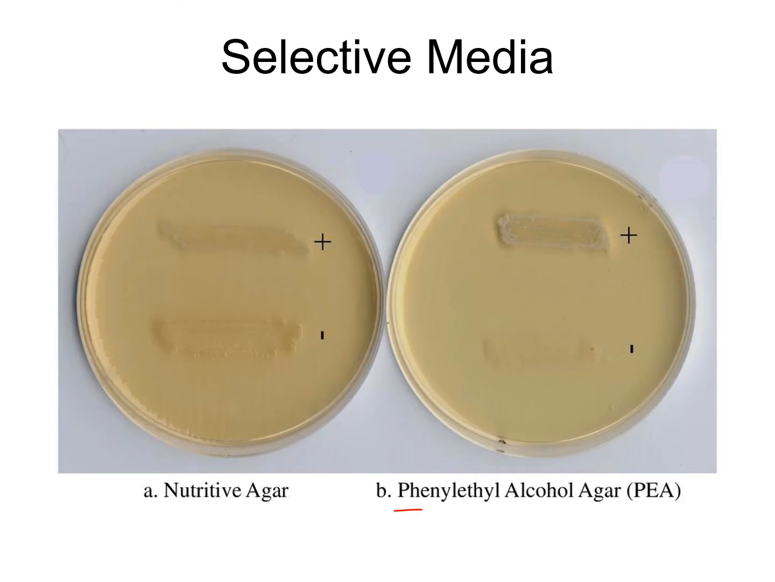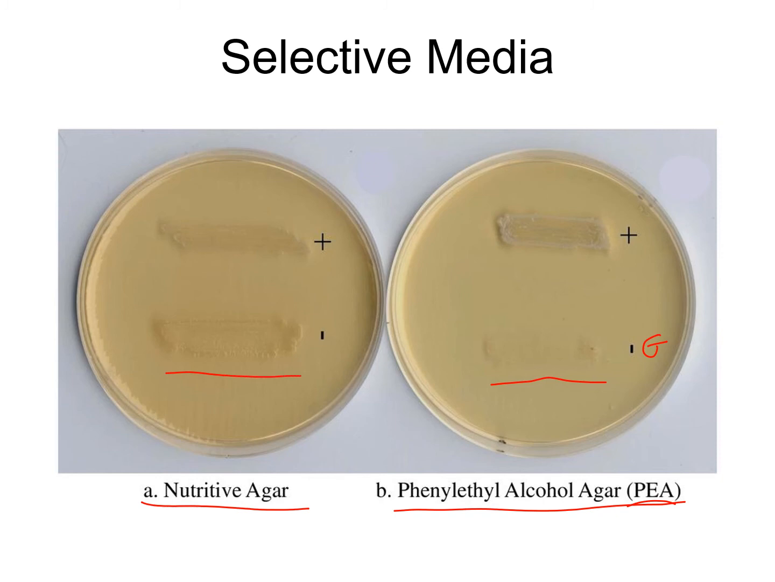Selective media is a type of media that inhibits the growth of certain types of bacteria and allows the growth of other types. An example of this is PEA agar, phenylethyl alcohol agar, and this is comparing the agar to a regular TSA plate. PEA agar inhibits the growth of gram-negative bacteria. So if you compare, this relates to the gram reaction. This is a gram-negative bacteria. There is much less growth on the PEA agar than you see on the nutrient agar.